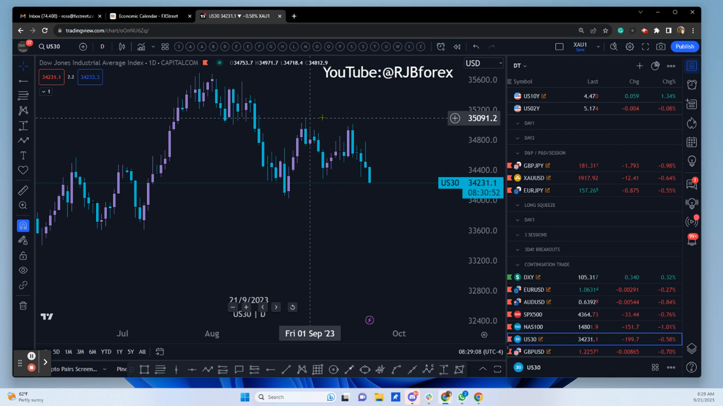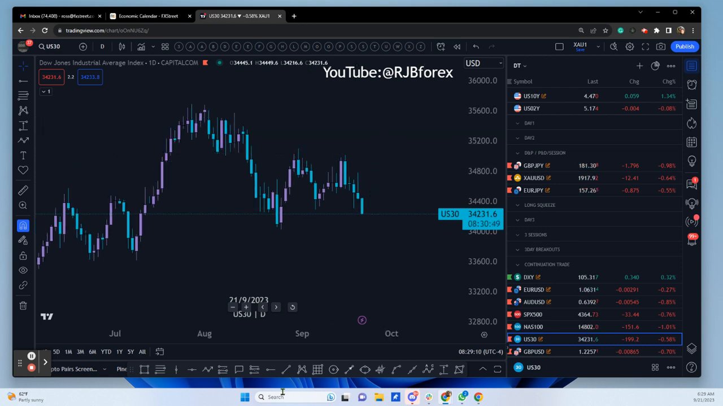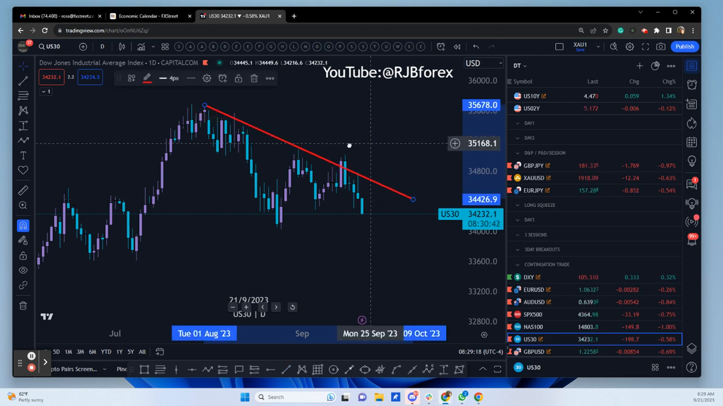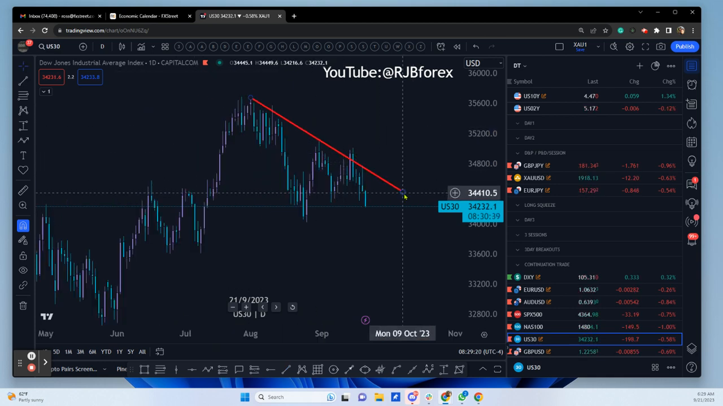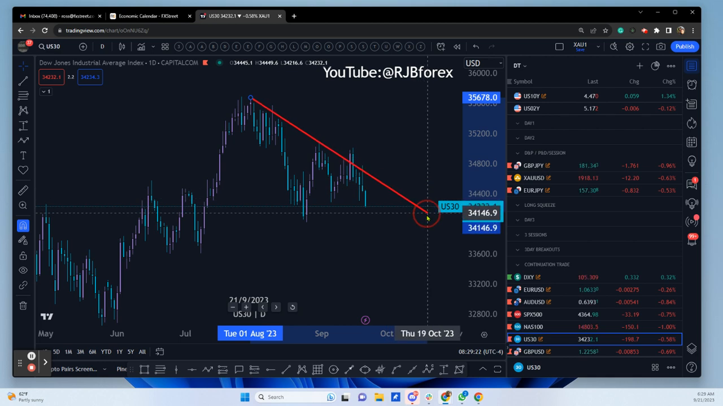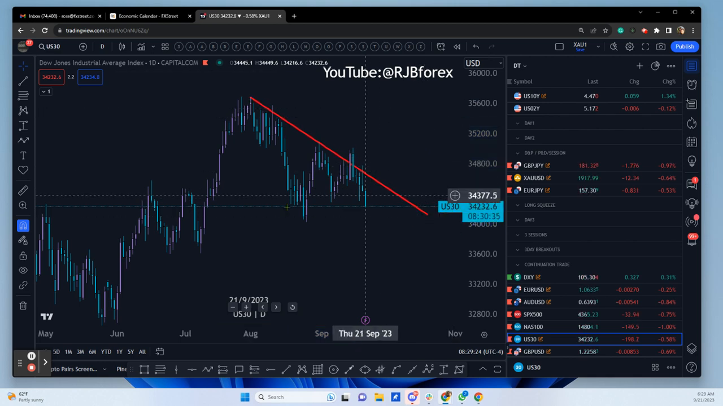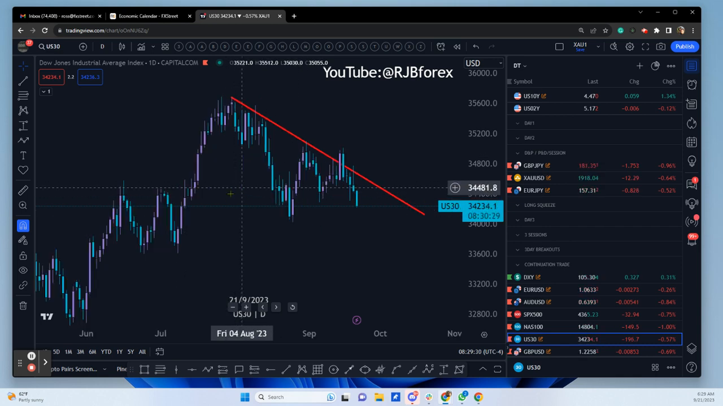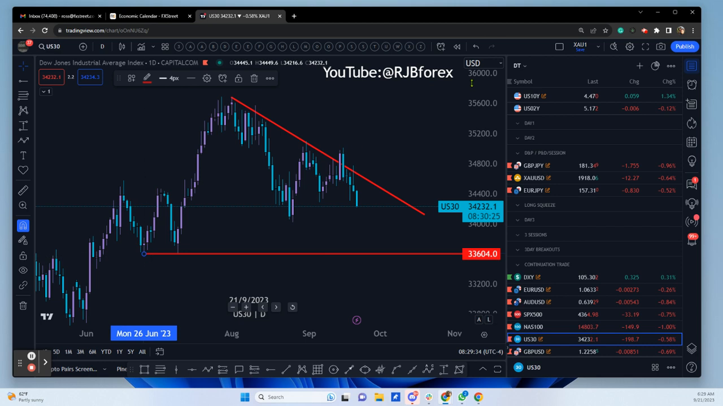We've made lower highs, and we are on the front side of the bearish run of late. We broke, what did we break? We broke some structure over here. The main structure, however, is over here.